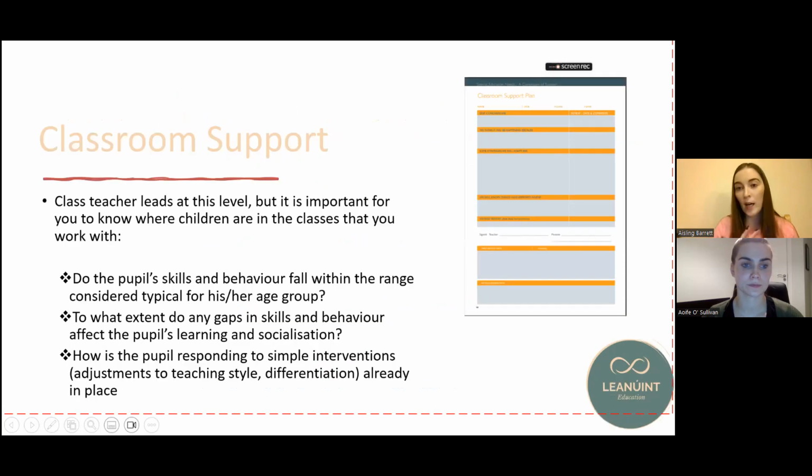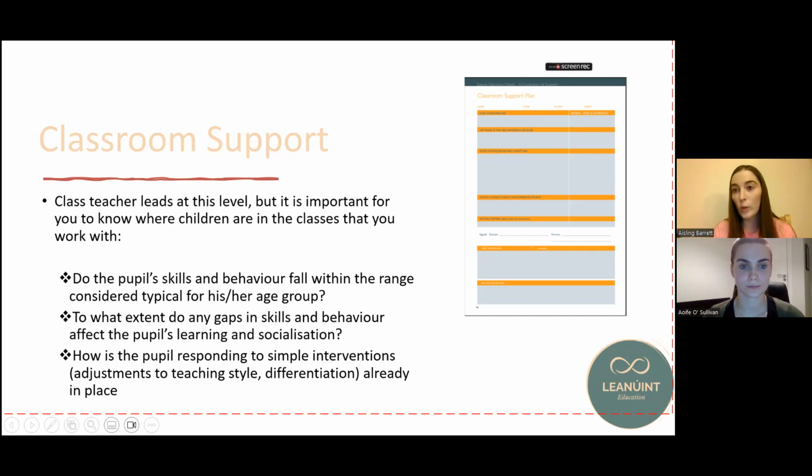So just to briefly look through classroom supports, again, the classroom support plan is led by the classroom teacher. But it's important that if you're working with a particular class that you know which children are on classroom support, and you can see a classroom support plan on the slide there, and you're asking yourself these questions, or the class teacher is asking, do the pupil's skills or behaviour fall within the range that is considered typical for his or her age group? And to what extent do the gaps in either behavioural or academic difficulties affect their socialisation and their learning? And how are they responding to simple interventions?